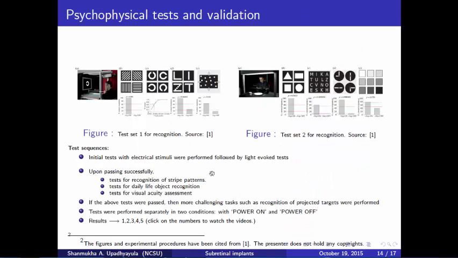Now, having discussed the architecture of the subretinal implant, we now look at the performance of the subretinal implant. These are the series of tests conducted by Dr. Renner's group. The test sequences include testing with the electrical stimuli on the DS test electrodes, followed by light evoked tests. Upon passing successfully, there were tests for recognition of stripe patterns, object recognition, and visual acuity assessment. If all of these tests were passed, then more challenging tasks such as recognition of projected targets were performed. All of the tests were performed separately in two conditions, with the power source enabling the subretinal implant in on condition and off condition, and the results will be viewed in the following videos.